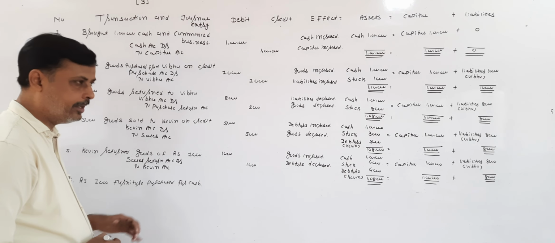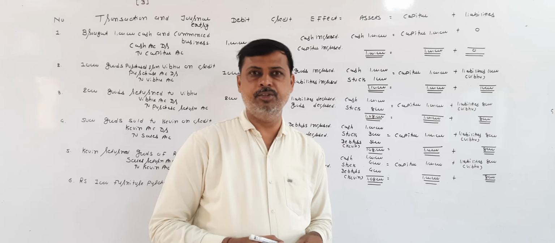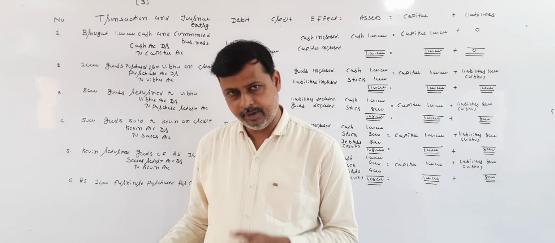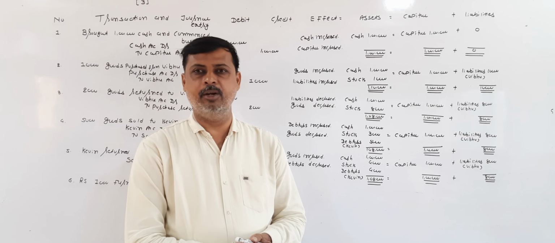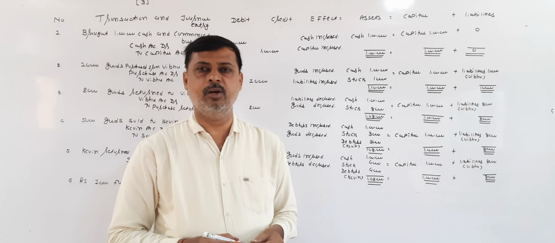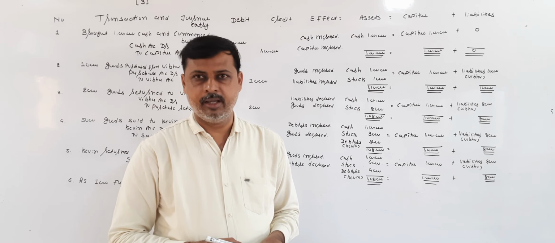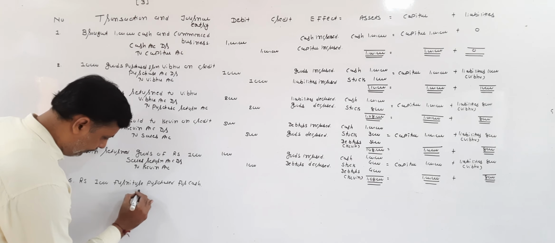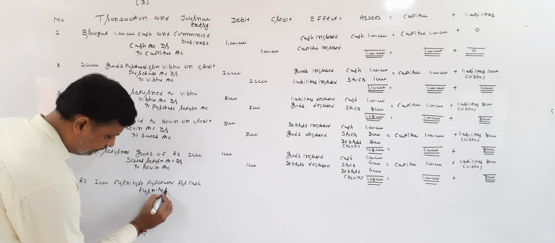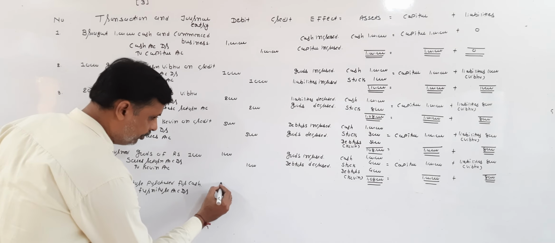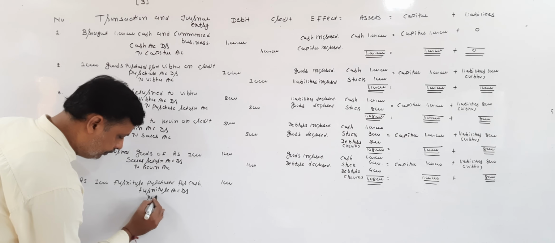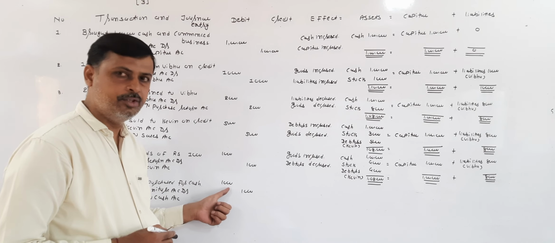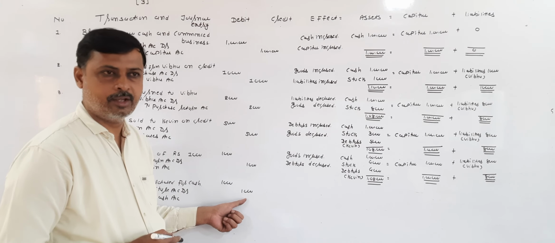1,000 furniture purchased for cash. So here we purchase furniture for cash. So whenever we purchase furniture, the furniture comes in. Furniture account effect. And as per rules of real account, debit what comes in. So furniture comes in, so furniture account debit. And cash goes out. Cash account credit, as per rules of real account, credit what goes out. So furniture account debit 1,000 to cash account 1,000. So furniture comes in, so furniture account debit 1,000. And cash goes out, so cash account credit 1,000.